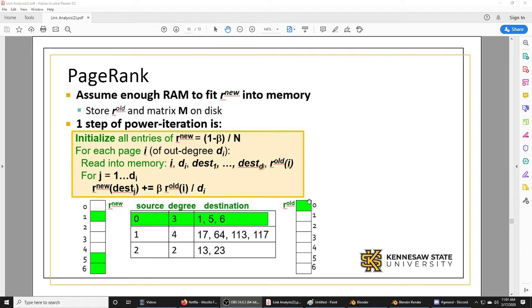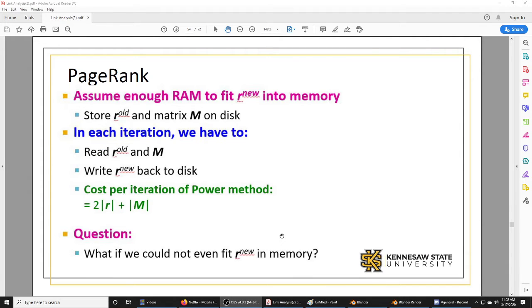Okay. So as you can see, this color marking here, we're looking at R old. It's 0. It has a degree of 3, and it goes to 1, 5, and 6. It affects those specific ranks. So assume that we have enough RAM to fit R new into memory. We can store R old and the matrix on the disk. For each iteration, we read R old and M, and write R new back to the disk. The cost per iteration for this is 2 times the magnitude of R plus the magnitude of M.